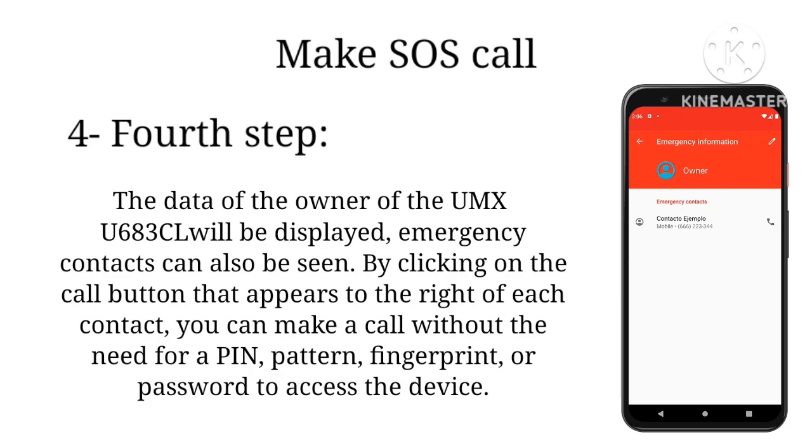Fourth step. The data of the owner of the UMX U683CL will be displayed. Emergency contacts can also be seen. By clicking on the call button that appears to the right of each contact, you can make a call without the need for a PIN, pattern, fingerprint, or password to access the device.